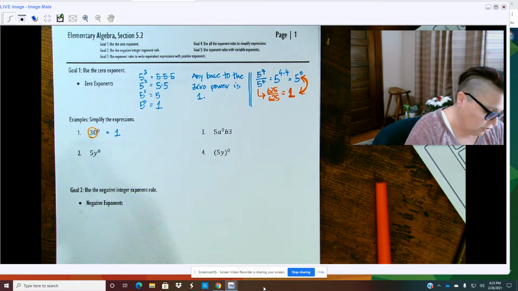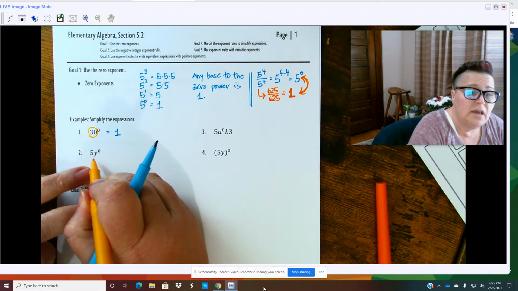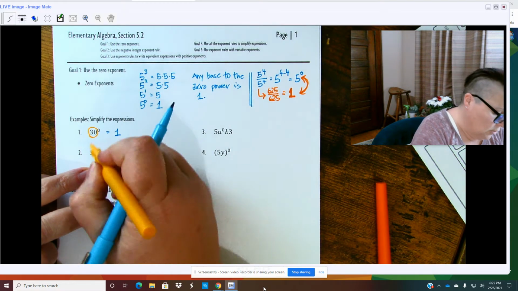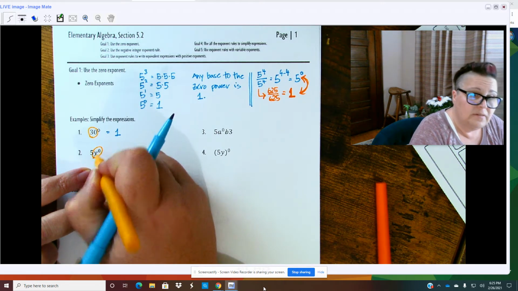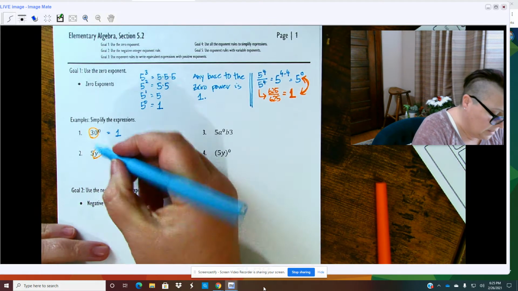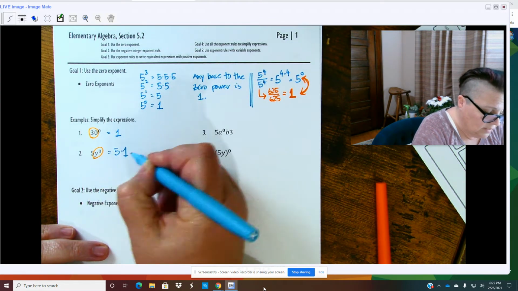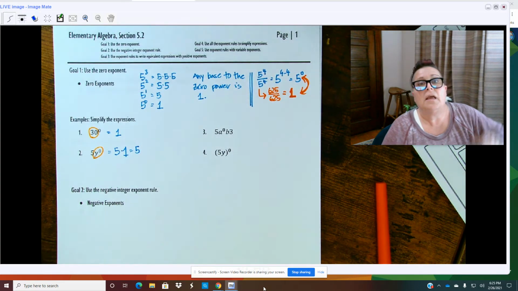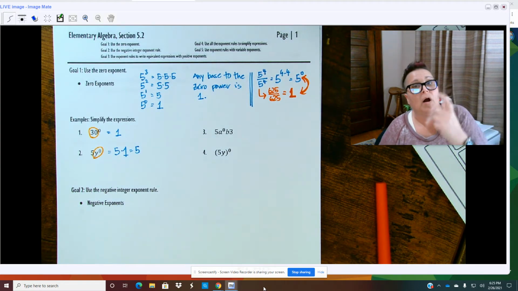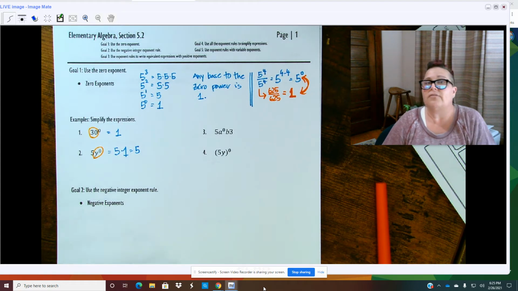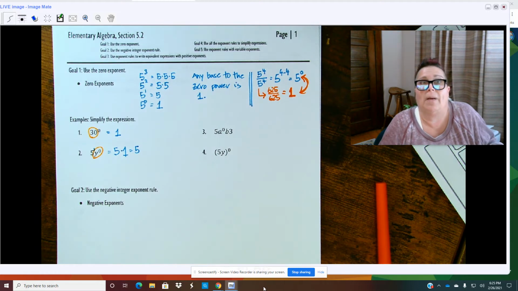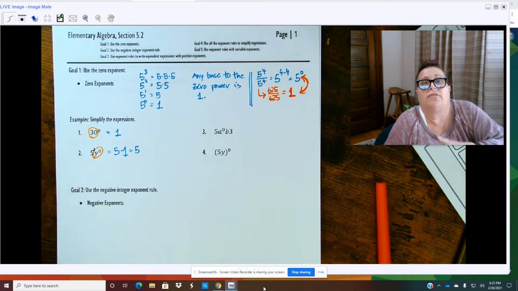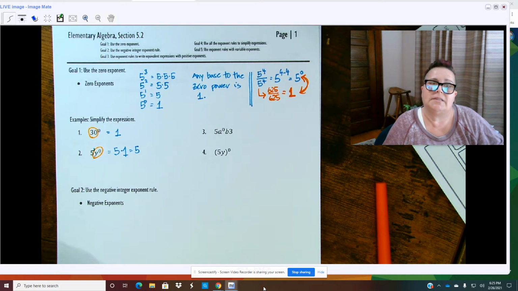If we look at number 2, here you see 5y to the 0 power. Recognize the exponential and the base. The base is y, 0 power. So this becomes 5 times 1, which is 5. The y to the 0 power is the part that becomes 1, not the 5. The 5 stays 5. It was raised to the 1st power. That's not a 0 power. So 5 times 1 is what this simplifies to.